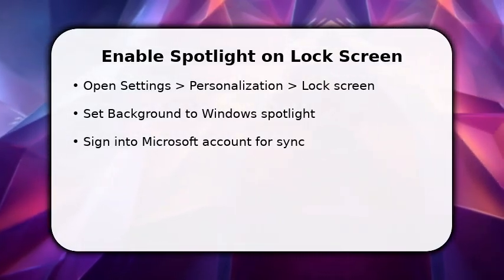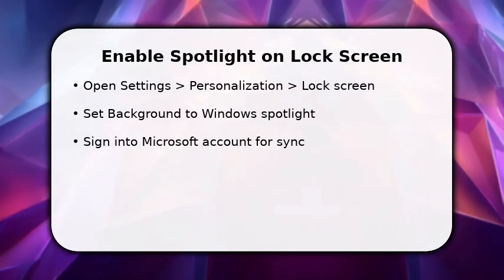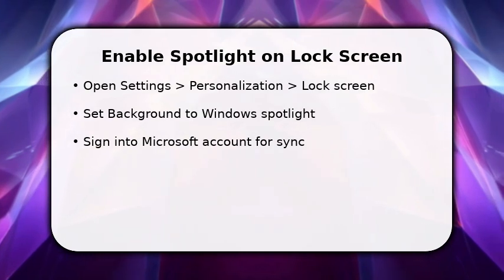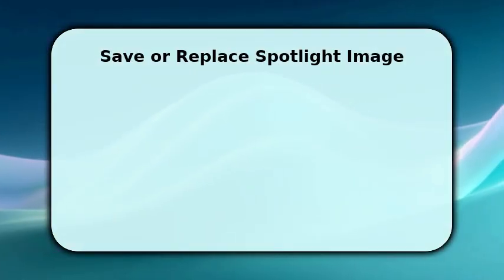Once done, lock the PC or press Windows plus L to see the current Spotlight wallpaper, and confirm it's active before proceeding to customize. Next, you'll access Spotlight's cached images.